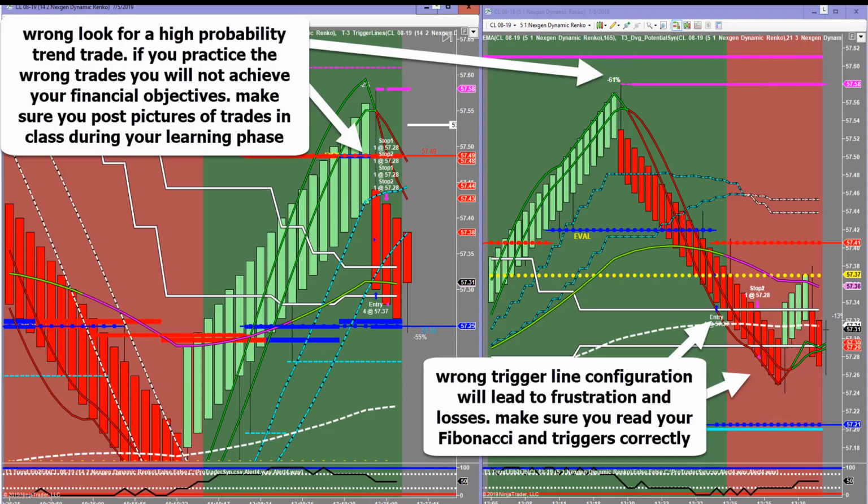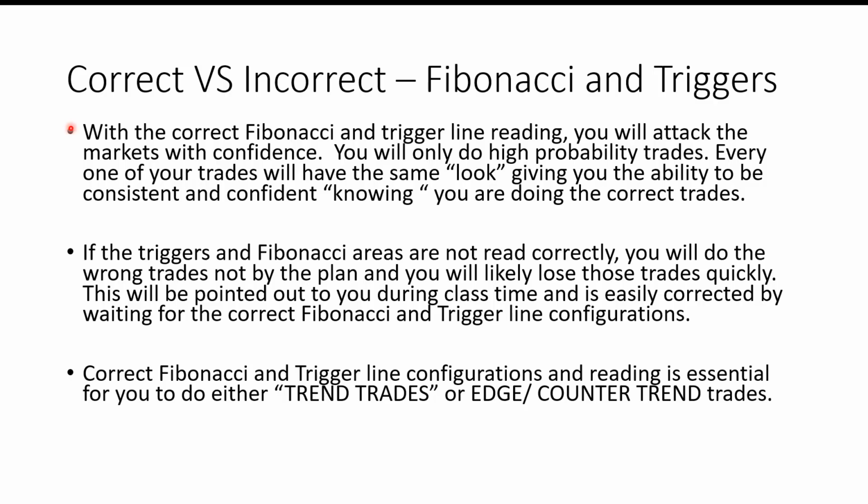Now, again, when you end up with a wrong look, and you don't have a high probability trend trade, if you practice the wrong trades and continue to lose, number one, you're not going to reach your financial objectives. And number two, it's going to lead to frustration and it's going to lead to losses. And again, this is where it's imperative in the very beginning that you post your trades into our classroom, so we can make sure that you're not reading the trigger lines wrong so you can do the right trades so you can make a bunch of money. Again, correct Fibonacci and trigger line reading will lead you to do the right trade, the same look over and over and over. Let's look at some examples.